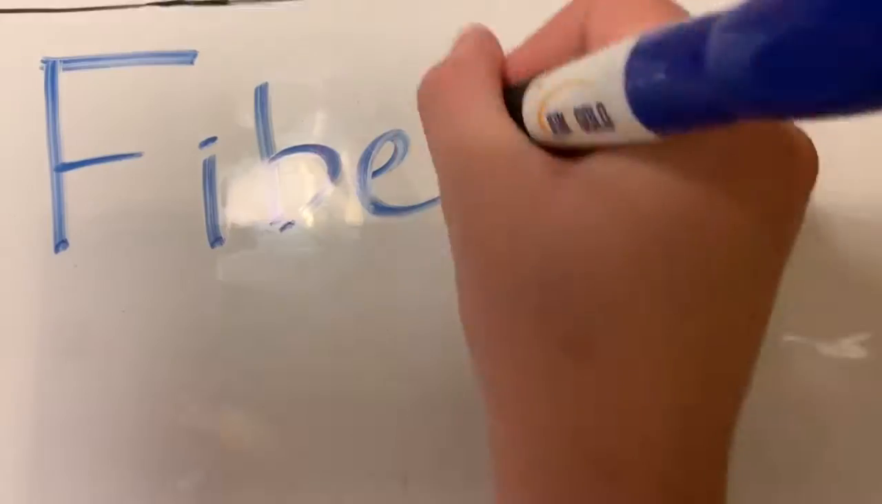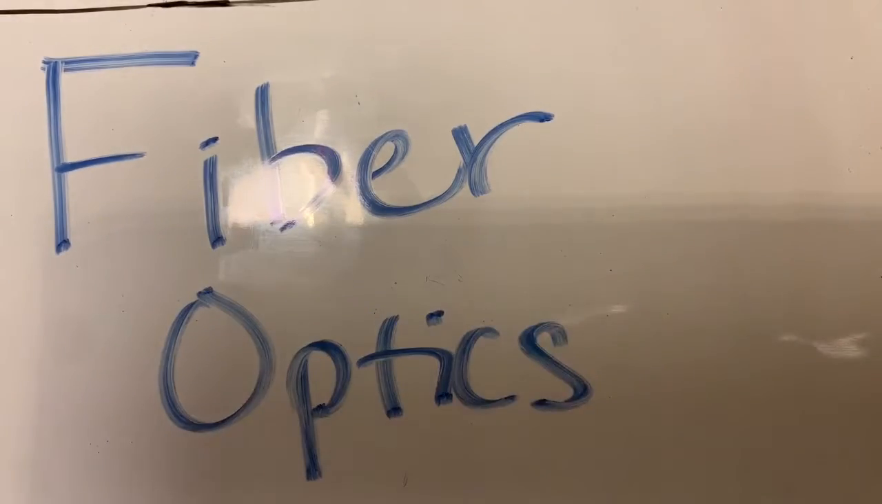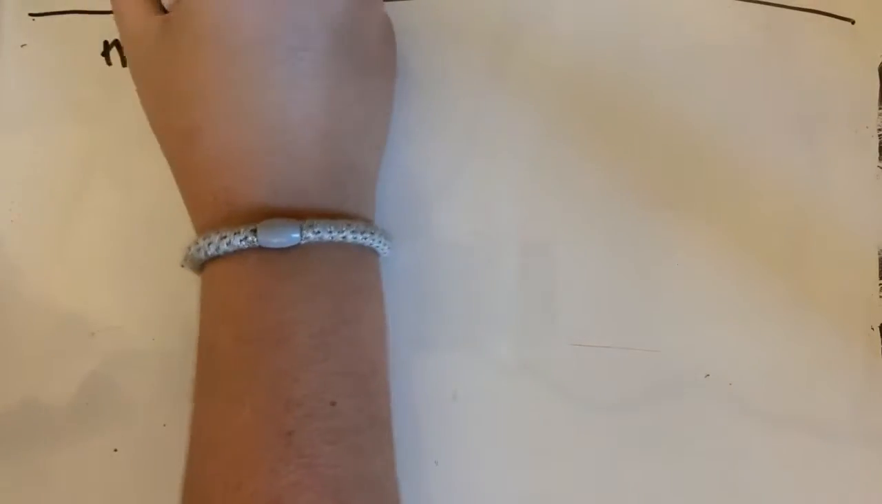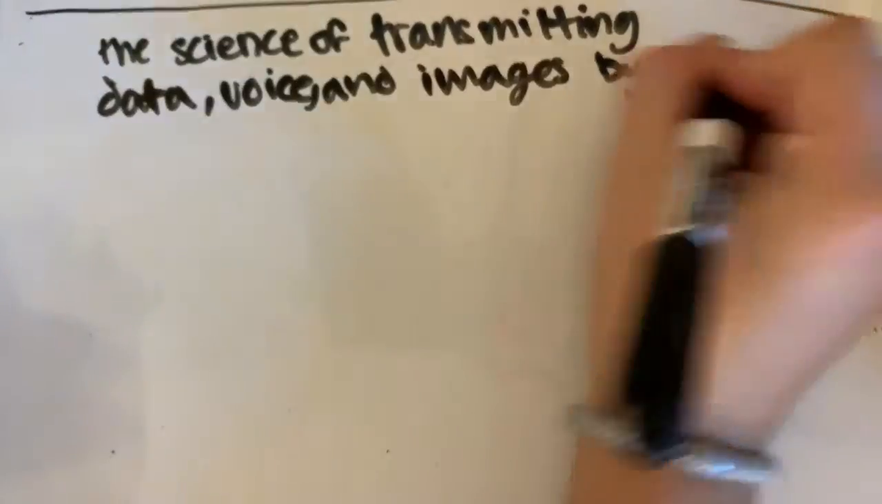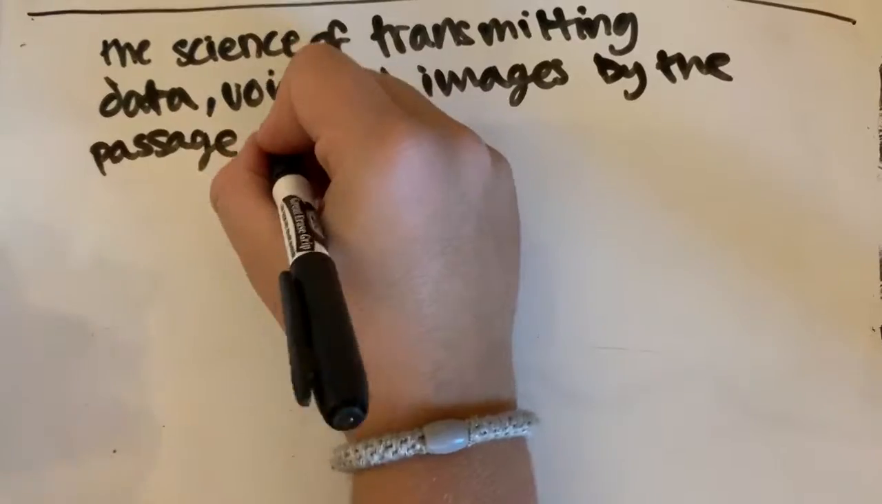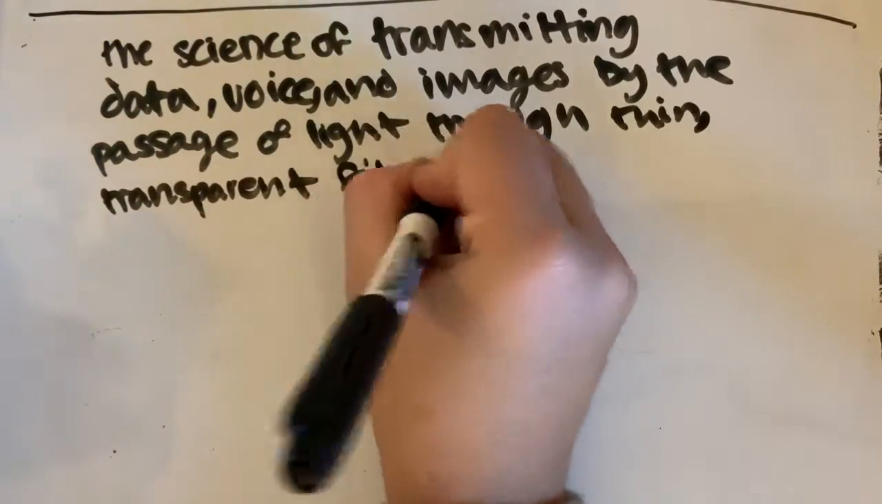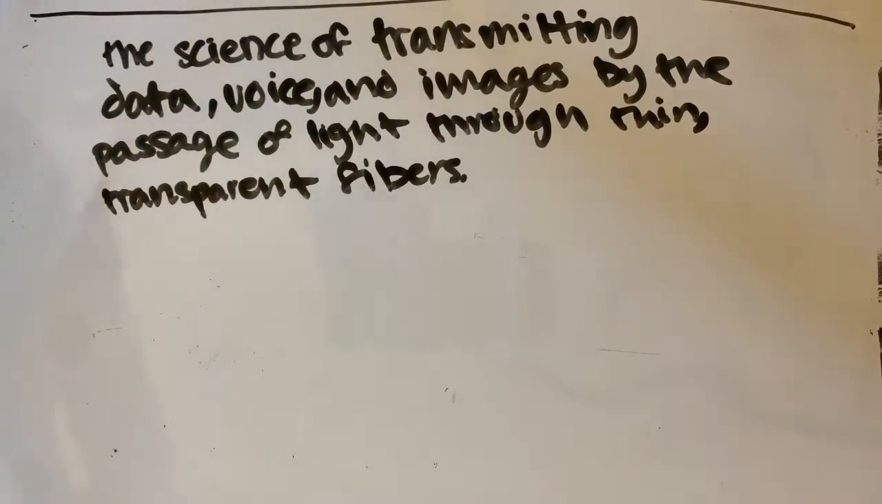Okay, so what is fiber optics? Fiber optics is the science of transmitting data, voice, and images by the passage of light through thin, transparent fibers. First, let's go over what these fibers look like.